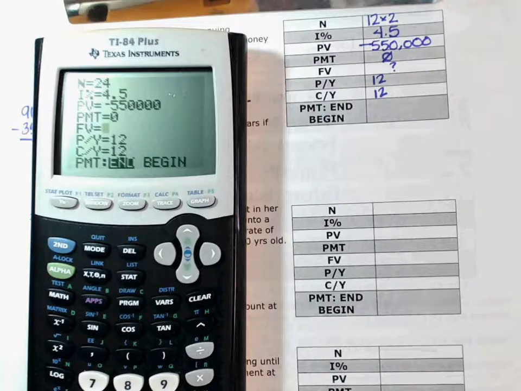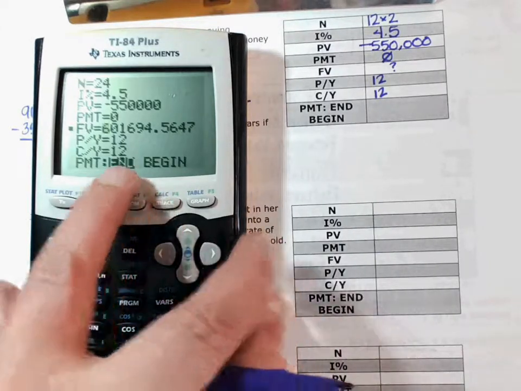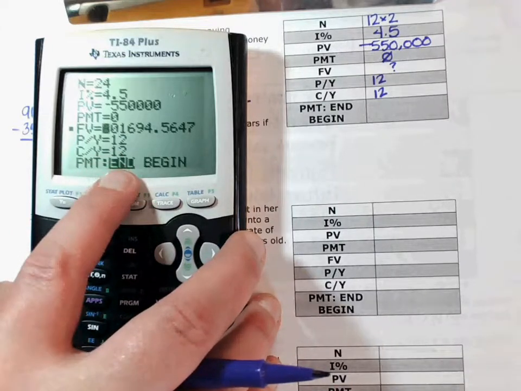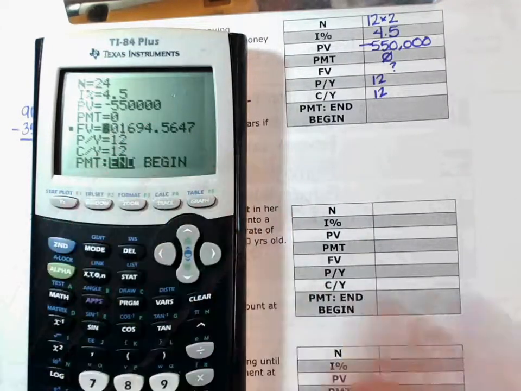Okay, so 24 months, which is 2 years, at 4.5% interest. He starts with 550,000 and makes no payments. Alpha solve. Raj will have 601,694. Now, if the numbers down here are all messed up, it should be on end. So if somehow somebody moved yours over, just move it back.